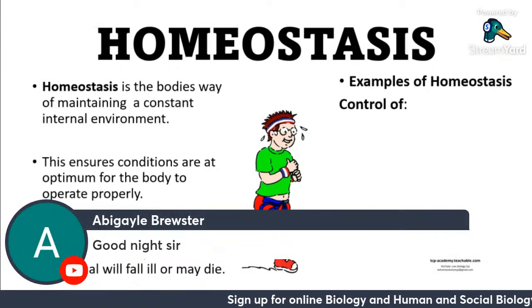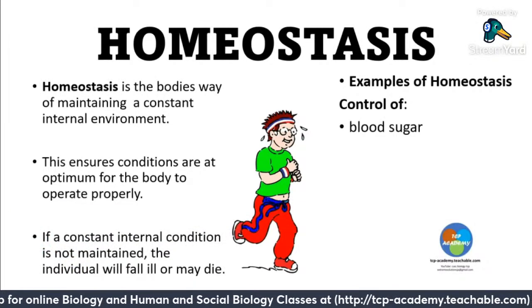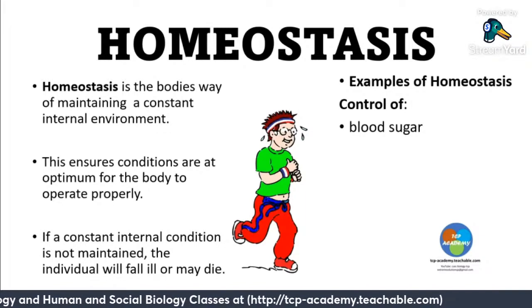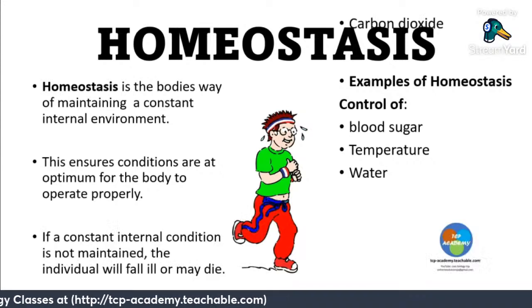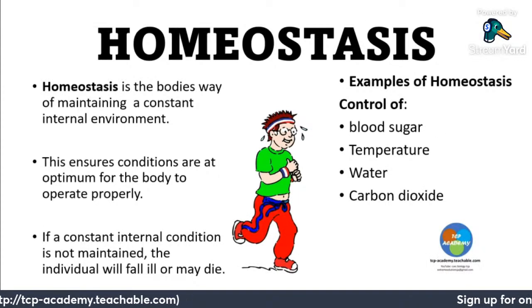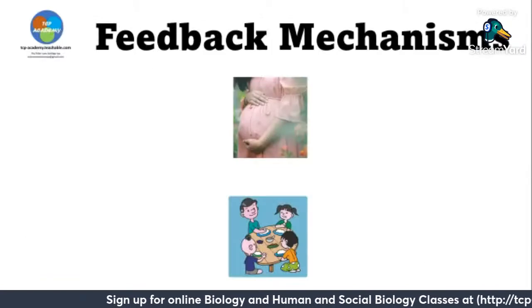Now, here are some examples of homeostatic control in the body. So we control blood sugar, it controls temperature, it controls water, it controls the amount of carbon dioxide in the body, it controls the pH, it controls iron, and the ions here, they have been moved by active transport.